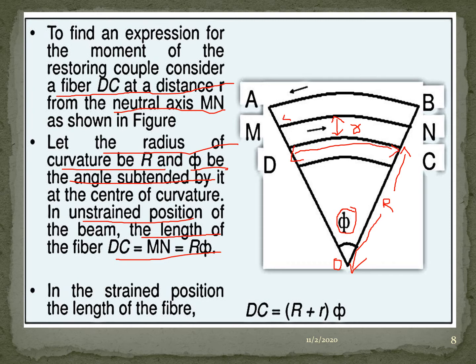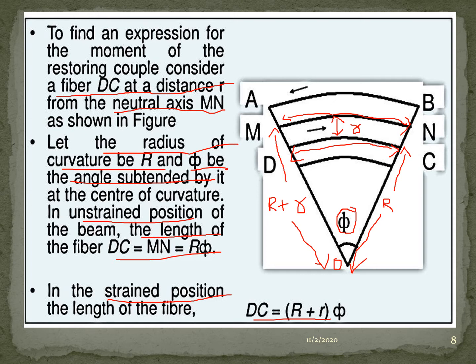Okay. So, M1 and DC will be same in the unstrained condition. That is given by R phi. Now, in the strained position, that is when you apply the load, the DC will take an extra distance of r. So, capital R plus small r is now the new distance by the DC. So, it is R plus r into phi.